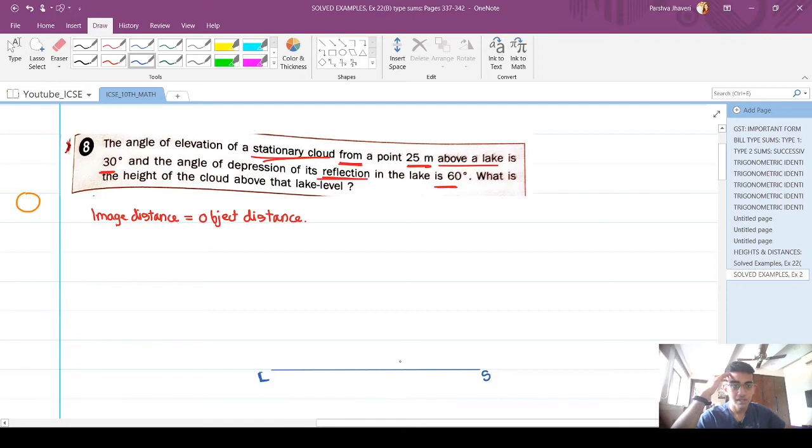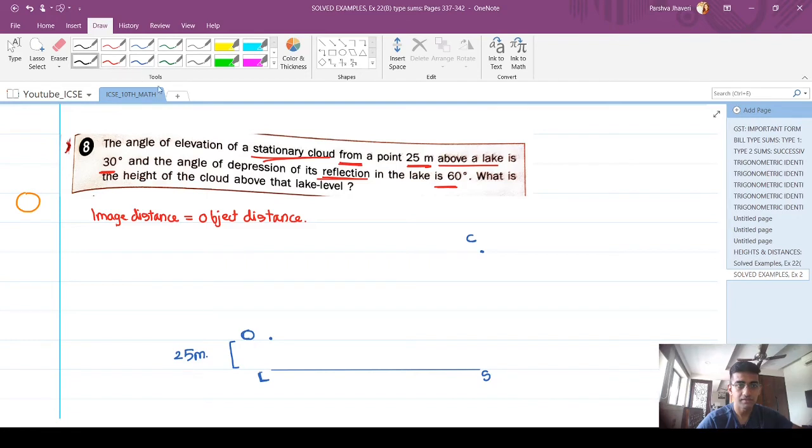The angle of elevation of a stationary cloud from a point 25 meters above the lake. Let's go 25 meters above the lake. This is where we are observing from. So O. And this is 25 meters. And we are observing some cloud over here. Let's call the cloud C.